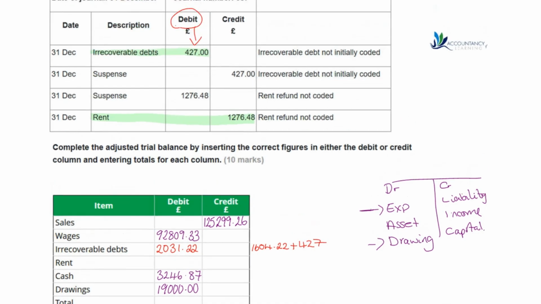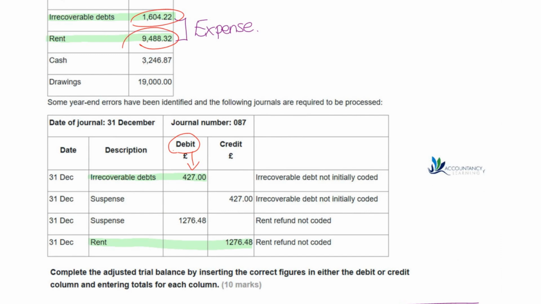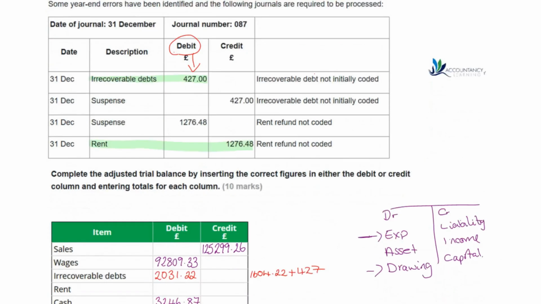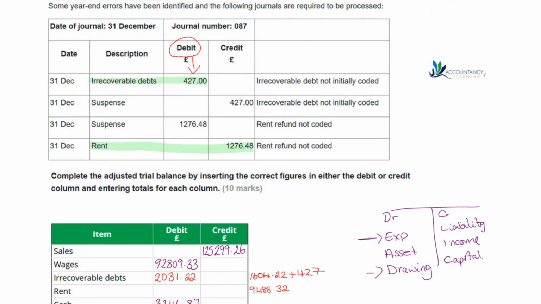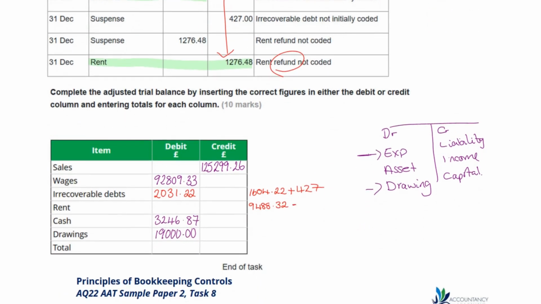Let's now do the same thing for the rent. So let's take our initial balance of 9,488.32. I'll write that here. And again, it's an expense balance, so it's a debit. But this time we've got a credit going through for a refund. So we're going to take off the refund figure to give us an adjusted figure of 8,211.84.